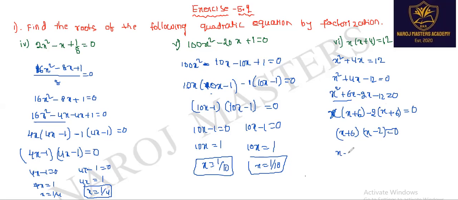Then x plus 6 equal to 0, then x is equal to minus 6. And here x minus 2 equal to 0, then x is equal to plus 2. So here the factors are minus 6 comma plus 2.